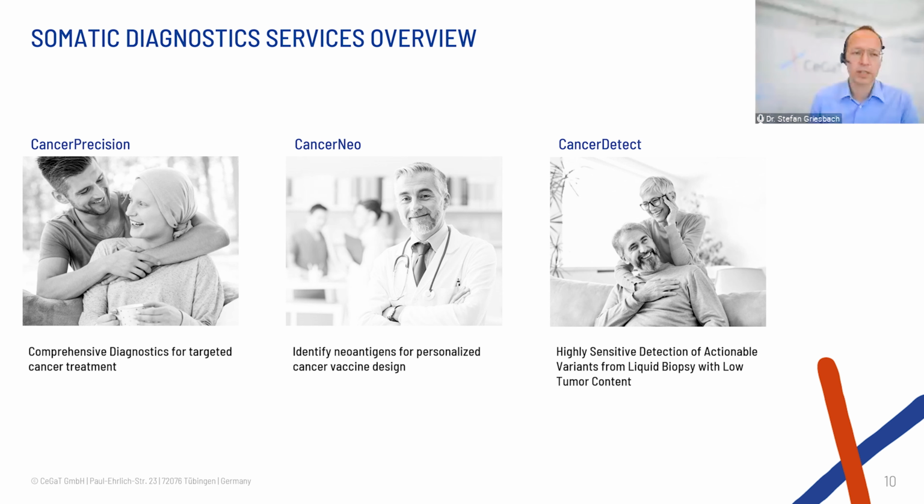Cancer Precision, and I will go a lot more in depth on that one, is a comprehensive diagnostic for targeted cancer treatment decisions. So here we make a full molecular investigation of the cancer in order to identify which changes can be targeted. We have with Cancer Neo a neoantigen prediction setup, which is a first step for personalized cancer vaccination designs.